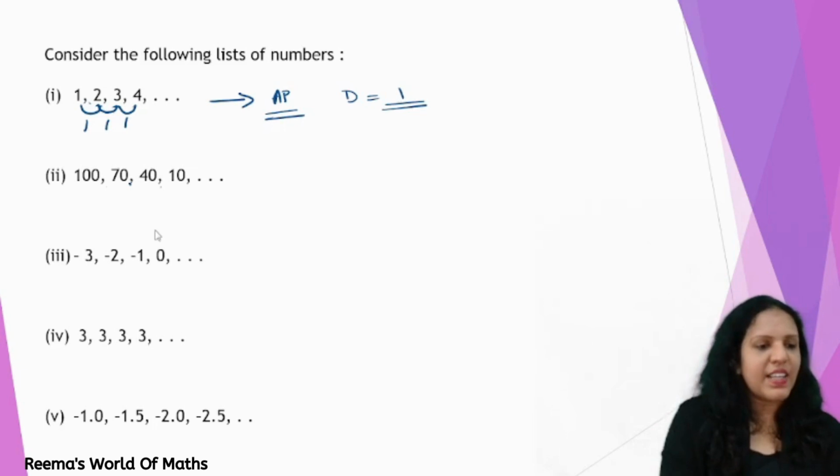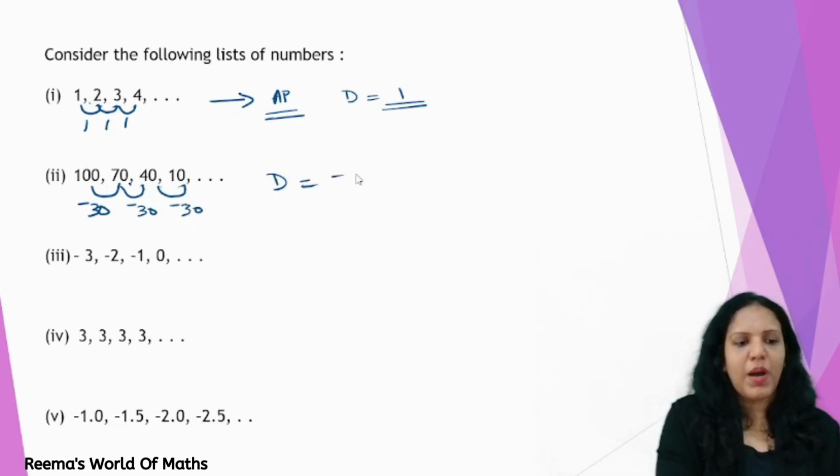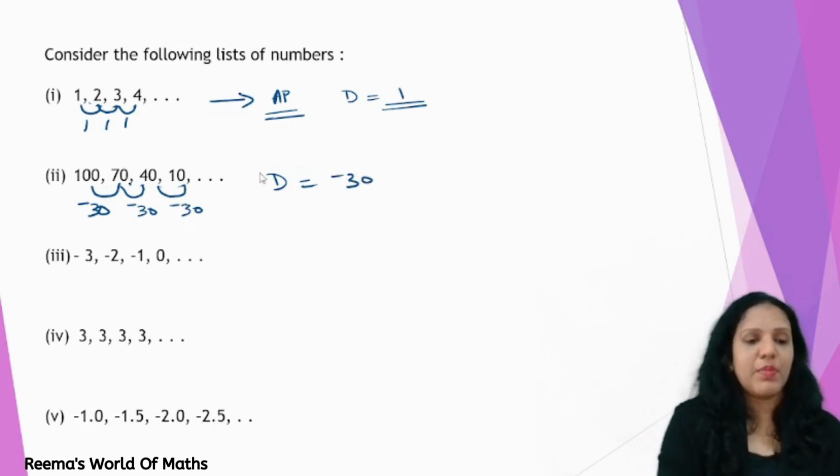Now let's see the second list of numbers, which is 100, 70, 40, 10. Let's again see the common difference between two consecutive numbers. Here 100 to 70 is minus 30. 70 to 40 is again minus 30. 40 to 10 is again minus 30. So here the common difference, D, is equal to minus 30. Is this an AP? Yes, this is also an arithmetic progression.